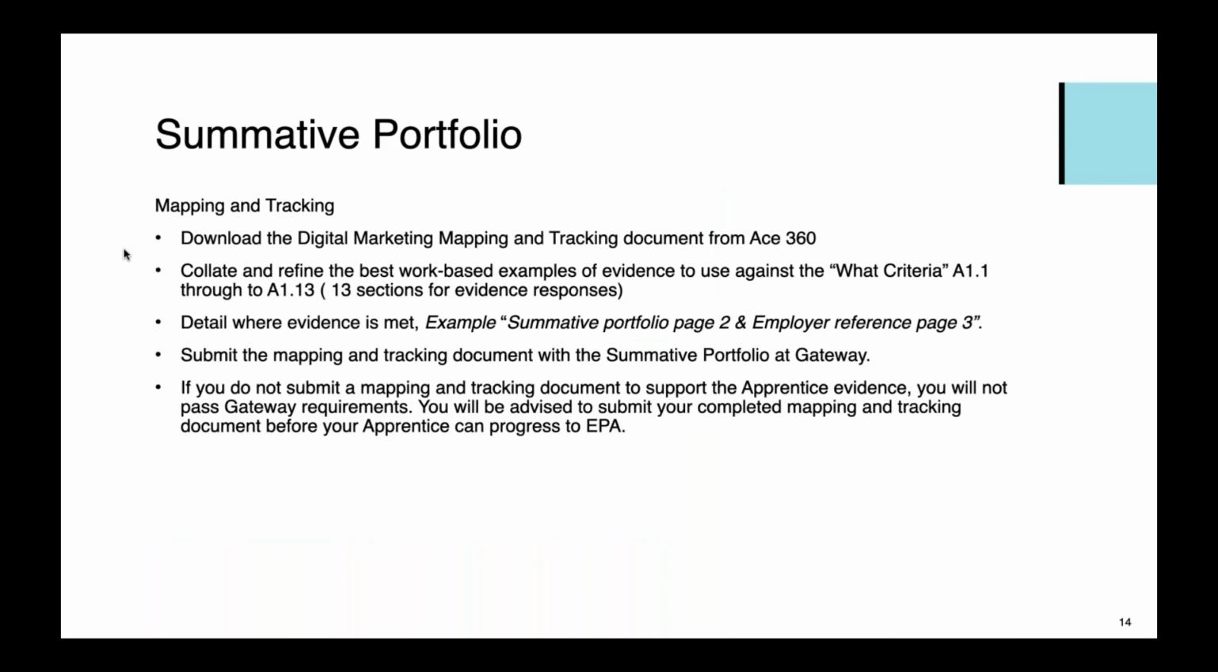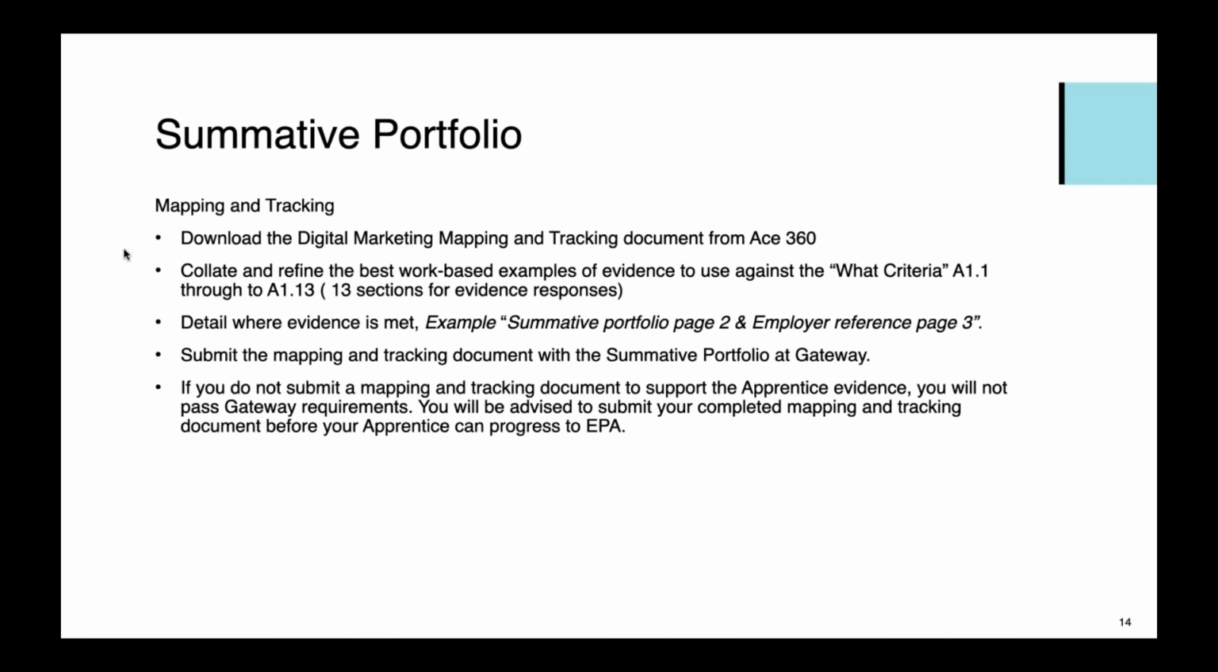Again, to back up what I've said, we want the mapping and tracking document to be clear. We want you to collate and refine the best work-based examples of evidence to use against the what criteria. We want you to detail where evidence is met. So in simple terms, an example would be summative portfolio page 2, employer reference page 1. We want you to submit the mapping and tracking document with the summative portfolio gateway.